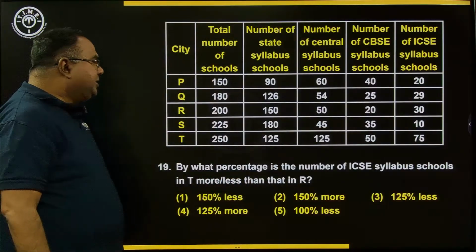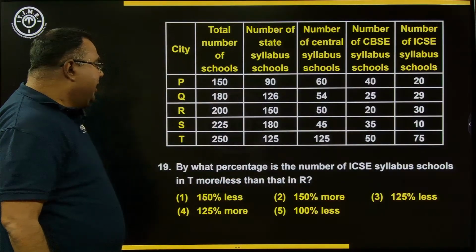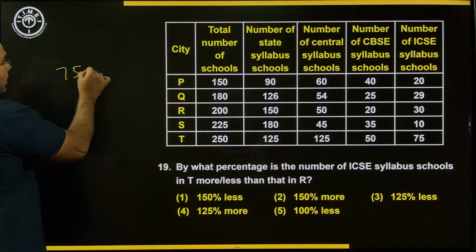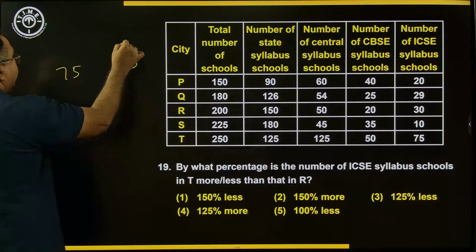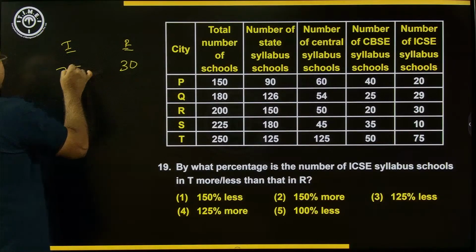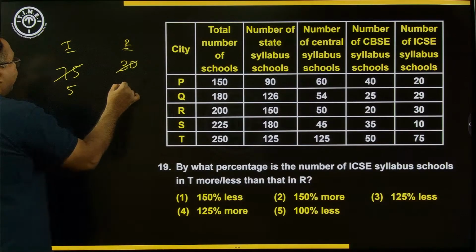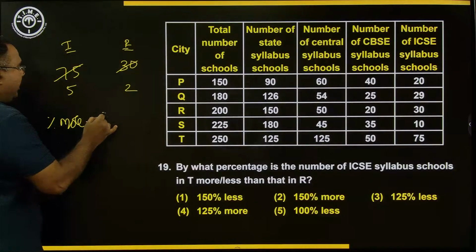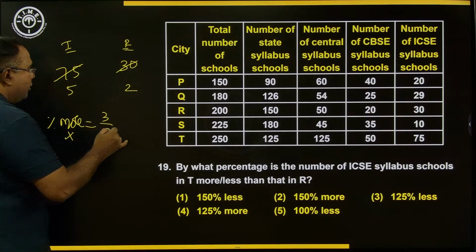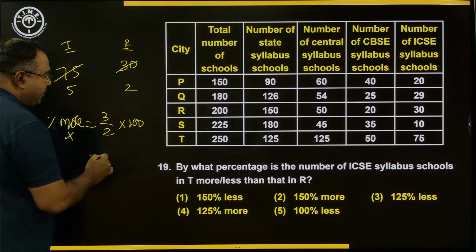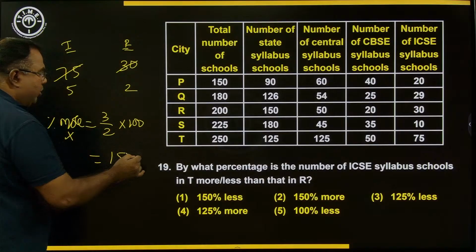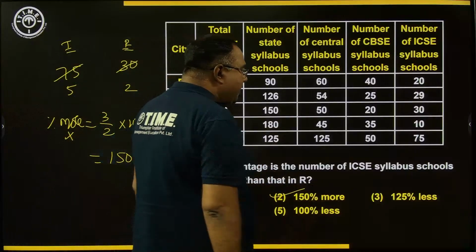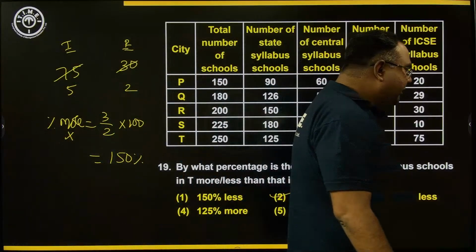But what percentage number of ICSE schools in T is more or less than R? T is 75, R is 30 ICSE schools. I can remove 5 common, 15 common factor. So clearly, it is what percentage more? Difference 3, opposite of more is lesser value 2, into 100. It has to be 150% more. 150% more is present in choice 2.